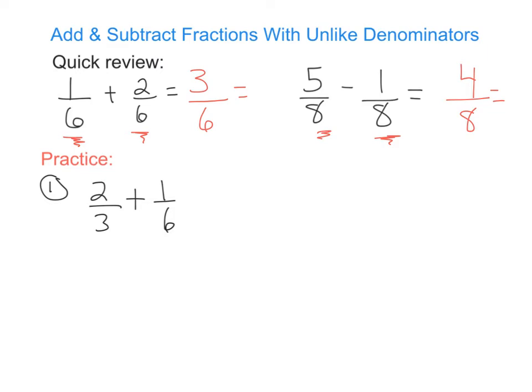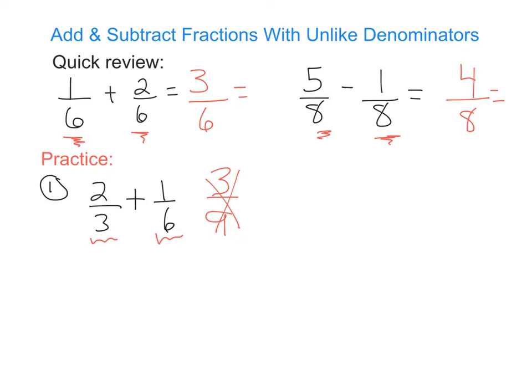So let's draw our attention to number 1. I notice right away that the 3 and the 6 are not the same. So when I'm looking at the fraction 2/3 plus 1/6, I cannot begin to add because I cannot say 2 plus 1 is 3 and 6 plus 3 is 9 to get 3/9. That is not how I am going to be able to solve this problem. So that would not be the correct way for me to solve.